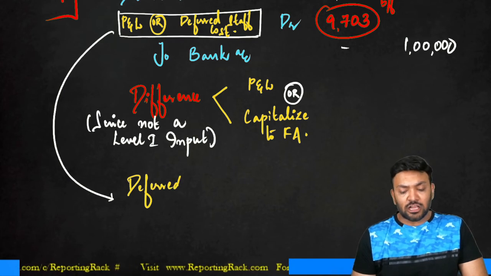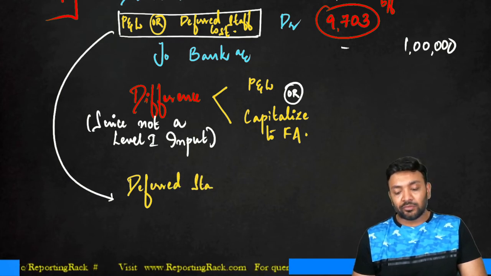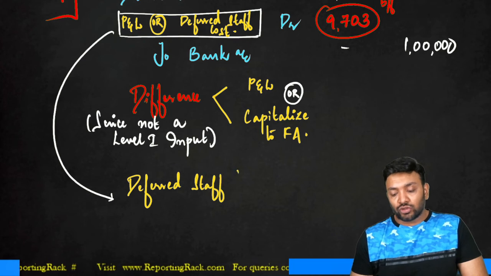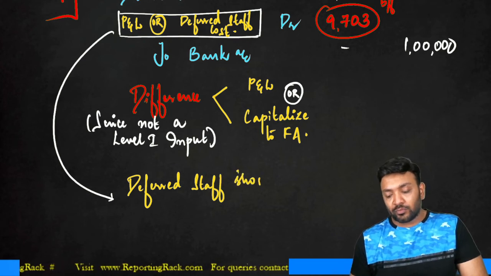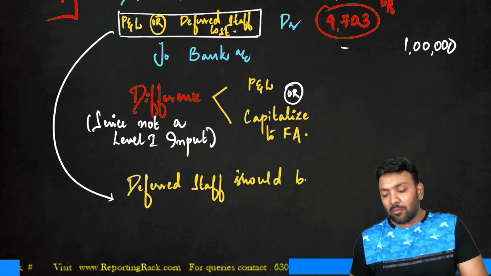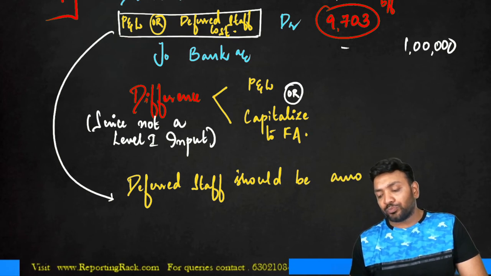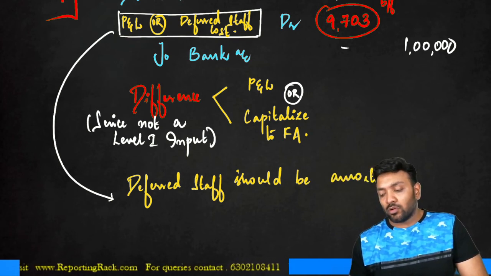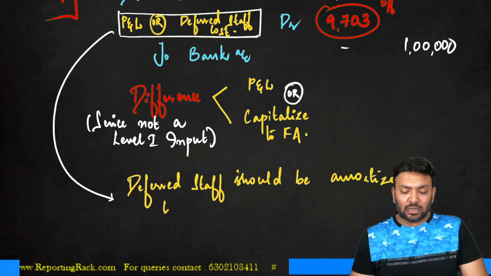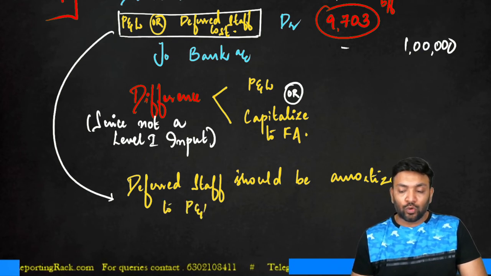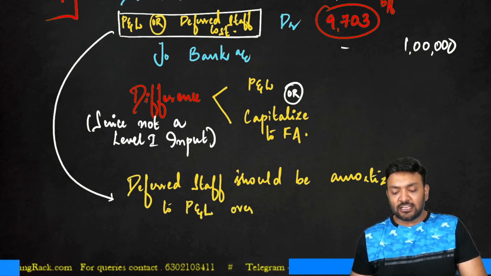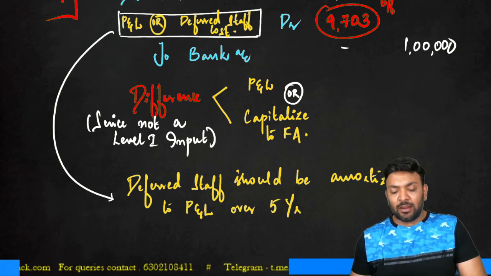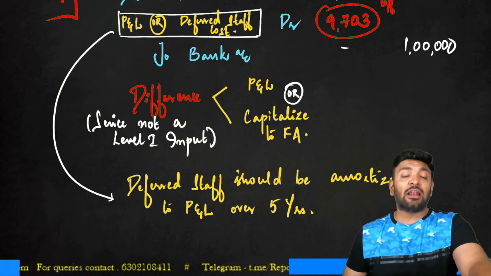Deferred staff cost should be amortized to P&L over 5 years. Why? Because it is not a level 1 input.